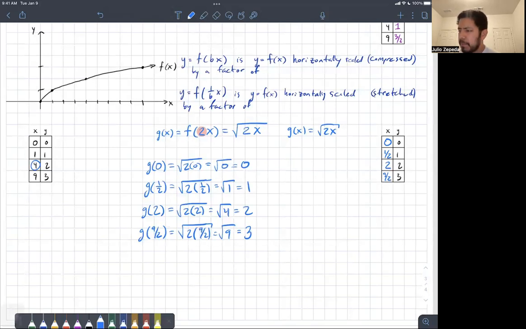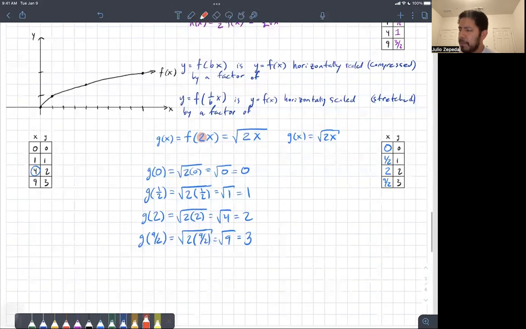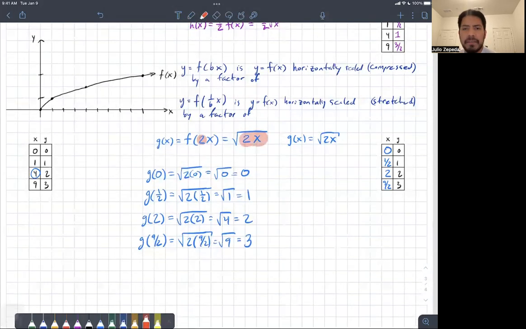And so notice that by plugging in this 2 inside of the function, what it essentially has done here is it has made these x values half of what they originally were. So what does that mean? Let's go ahead and take a look at the graph.